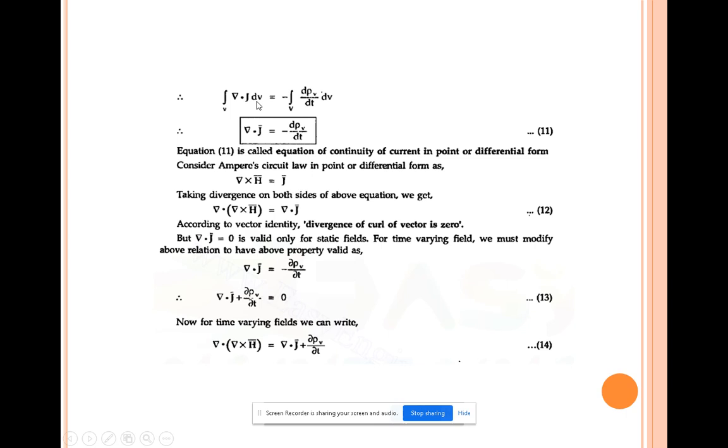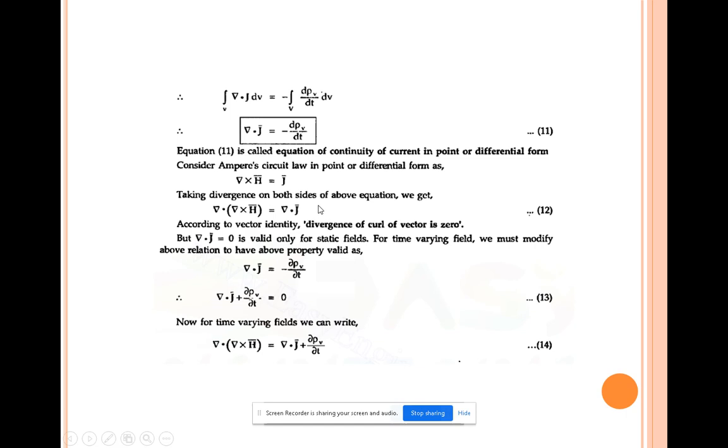Okay, so now both the sides will be having dv. So compare these two equations. What you can write, compute. Remove the integral here and the dv here, and you will be having del dot J equal to minus dou rho v by dou t. Okay, this is the equation of continuity of current in point as well as differential form. Whether you take a point or the differential form, this will be acting as the continuity of current equation.